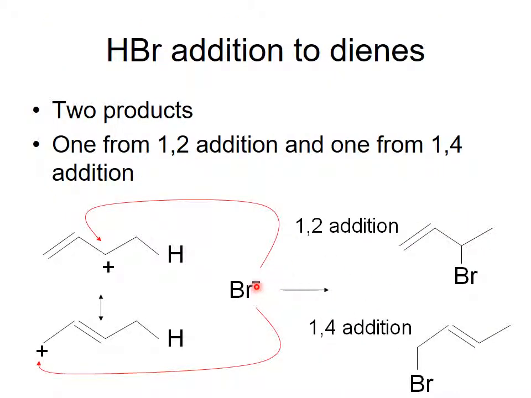When the bromide dives in to the carbon next to where the proton added, we call that 1,2 addition. And if it dives to the other end of the molecule, we call that 1,4 addition. So the double bond used to be here, so we call this proton here, bromide there, 1,2 addition. The double bonds used to be here and here, proton added here, and the bromide added down there, and we call this 1,4 addition.